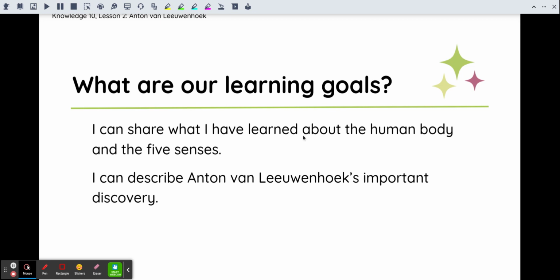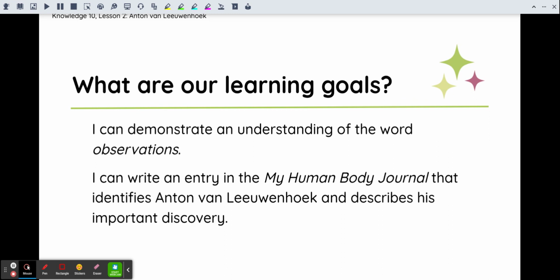I can share what I've learned about the human body and the five senses. I can describe Anton van Leeuwenhoek's important discovery. I can demonstrate an understanding of the word observations, and I can write an entry in the My Human Body journal that identifies Anton van Leeuwenhoek and describes his important discovery.